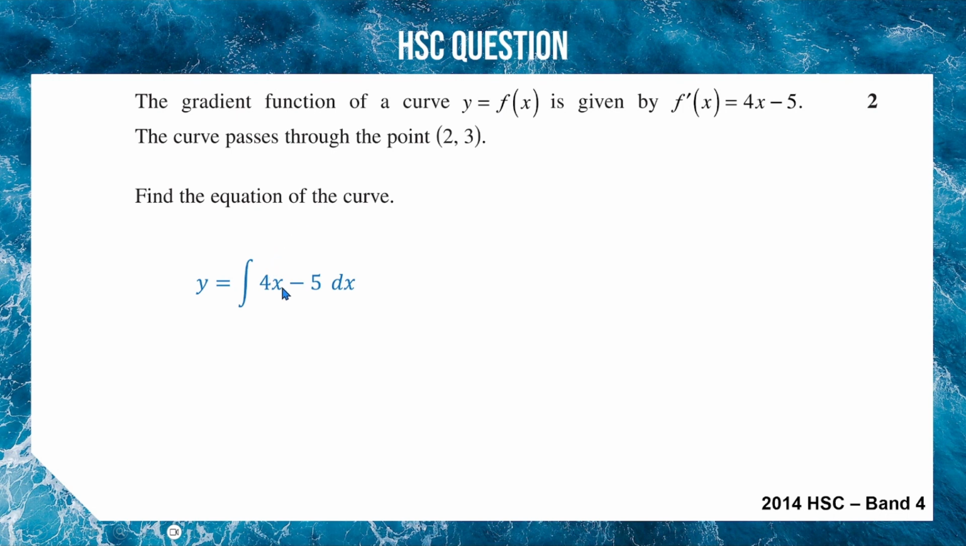Okay, so integrating this, we are going to change the x to the 1 to be an x to the 2 and then divide by 2. The minus 5 is going to get an x to become minus 5x, and there is of course a plus constant. Now that's 1 mark secured.